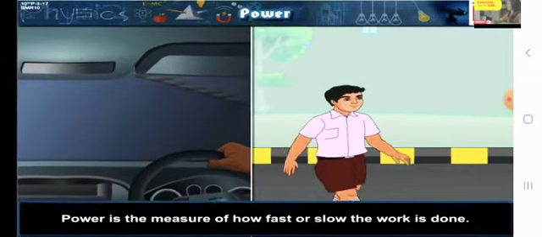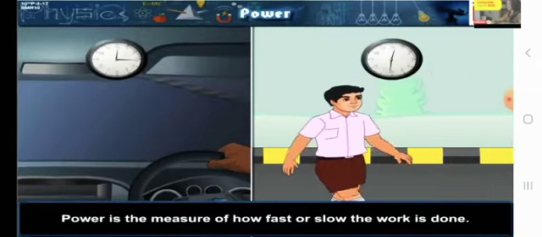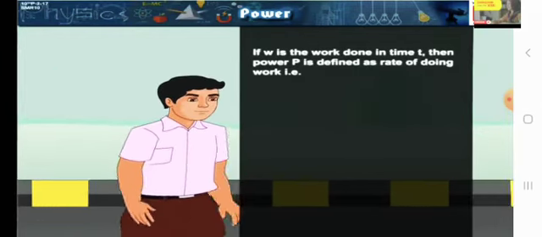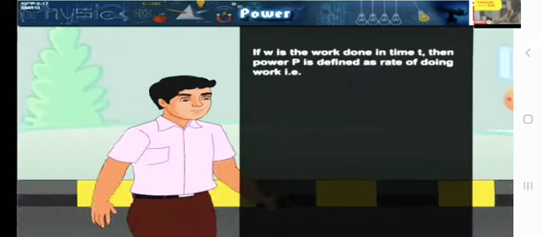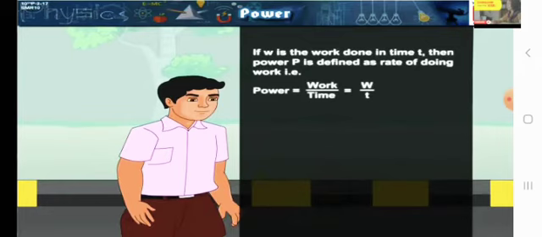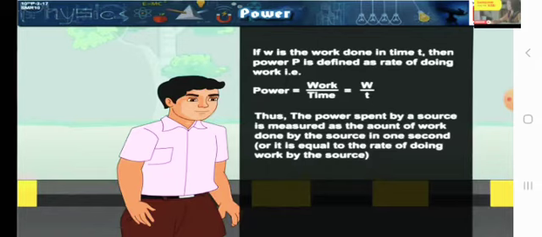Power is the measure of how fast or slow the work is done. If W is the work done in time T, then power, P, is defined as rate of doing work. That is, power is equal to work upon time, which equals W/T. Thus, the power spent by a source is measured as the amount of work done by the source in 1 second, or it is equal to the rate of doing work by the source. Therefore, P is equal to W/T. Let this be equation 6.